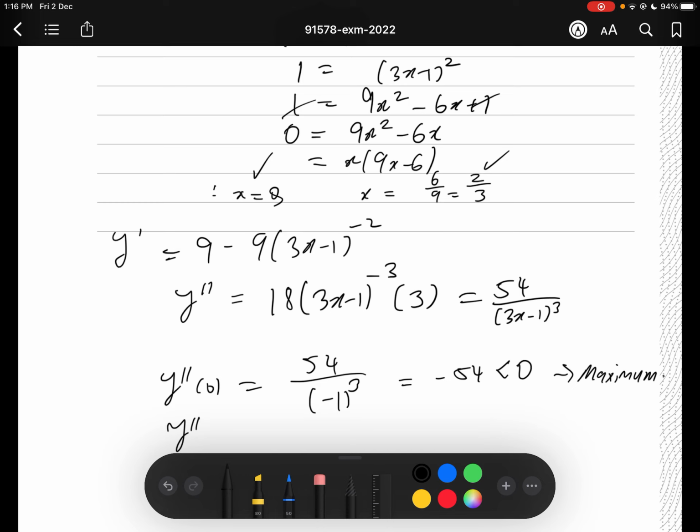If we do y double dash of 2 over 3, that's going to be equal to 54 over (2 over 3 times 3 is 2), 2 minus 1 is 1. 1 to the power of 3 is 1, so 54 over 1, and that is positive 54, which is greater than 0, so this is a minimum.